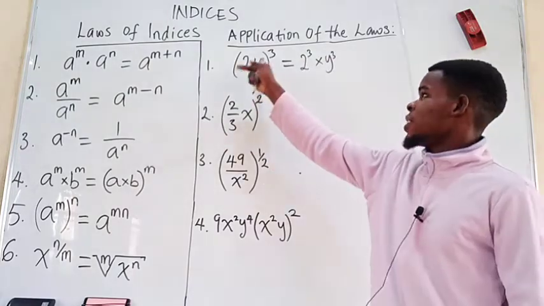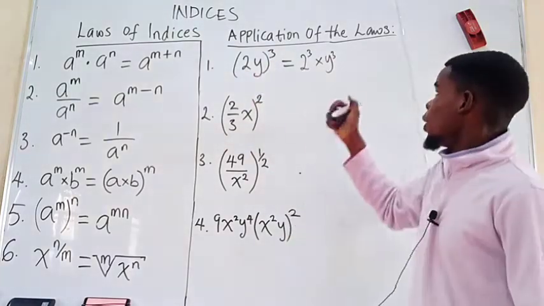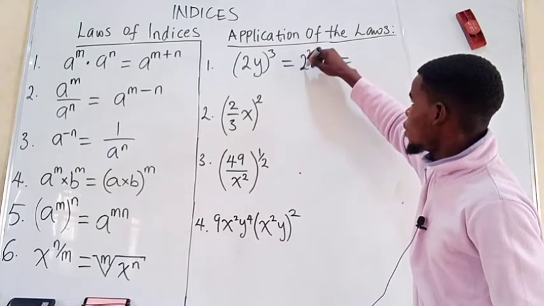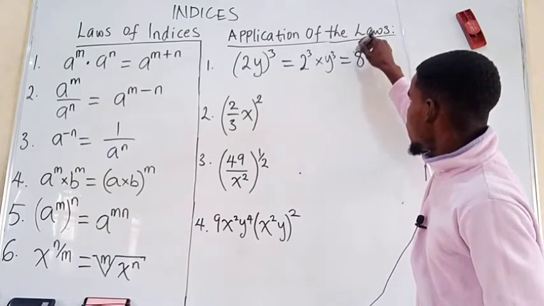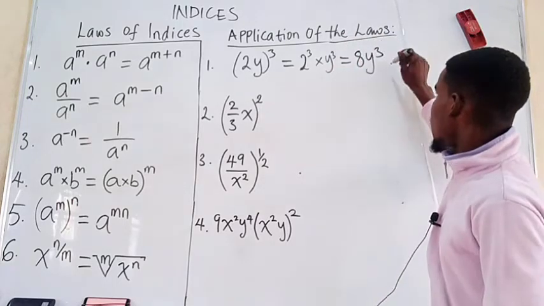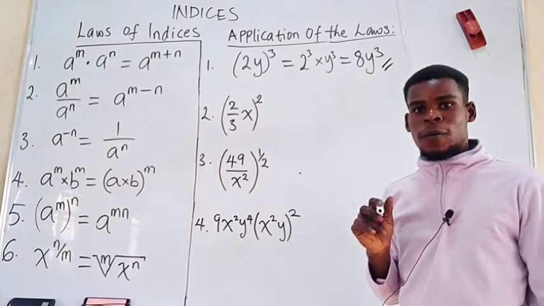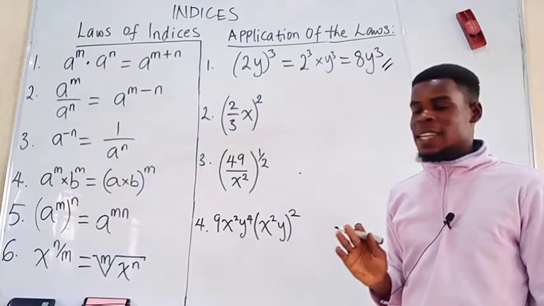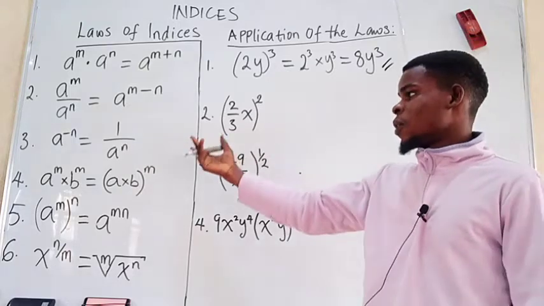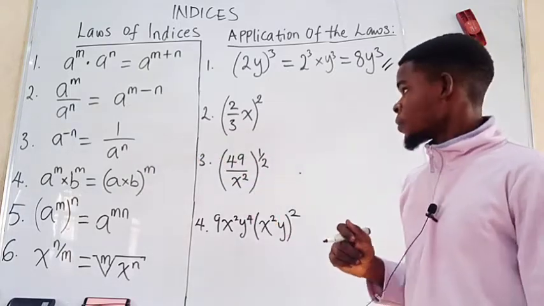So if you observe, it is the same thing here, right? 2y is just like saying 2 times y. Well, here we see that 2 to the power 3 is 8, and y to the power 3 just remains y to the power 3, and this is a nice place to stop for the first question. Very simple, right? So we go back to the second question, still using the same law number 4.